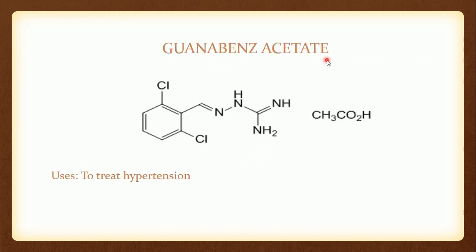Next structure is guanabenz acetate. Already I told you guan indicates 1 carbon containing 3 amino groups, called the guanidine or guanyl group. This group is attached to one imine group. C double bond N is called an imine group, and this imine is acting as a bridge between the guanidine group and the dichlorophenyl ring. That is the structure of guanabenz acetate. Acetic acid is attached with the guanabenz to increase its bioavailability or to improve its pharmacokinetic profile. It is used to treat hypertension.